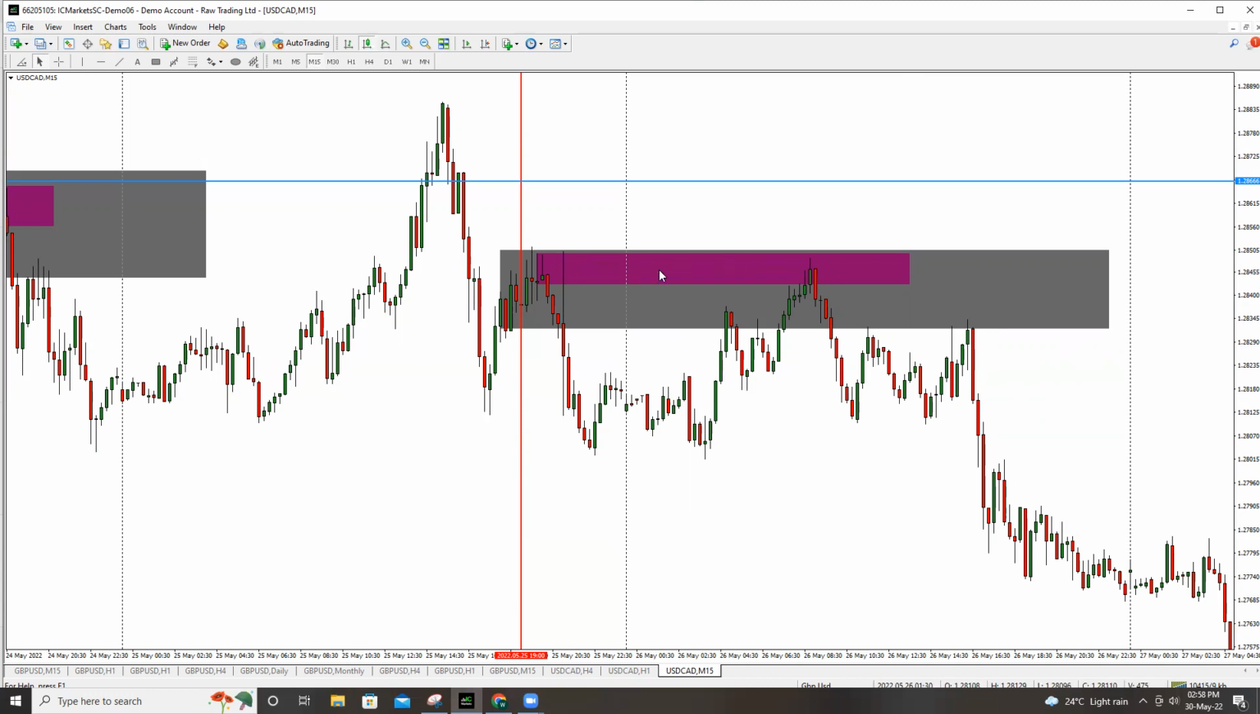Now, it's not 100% that this getting back into your refined block must happen within the same day or the same session. No, it can actually happen the following day, or it can happen in the next session. All you have to do is be very, very patient and don't get caught.